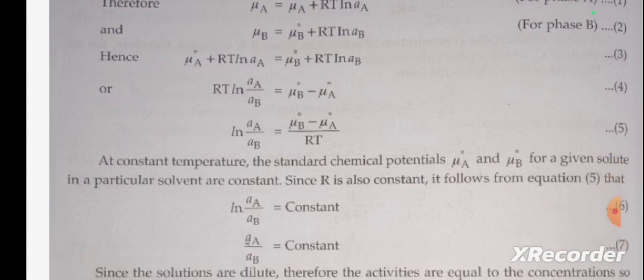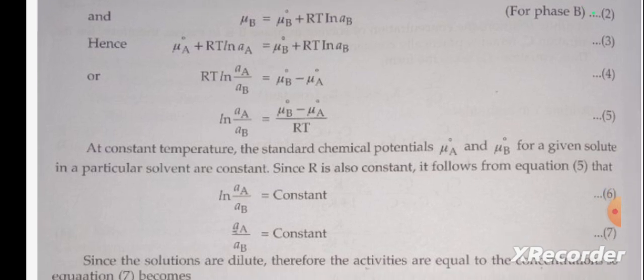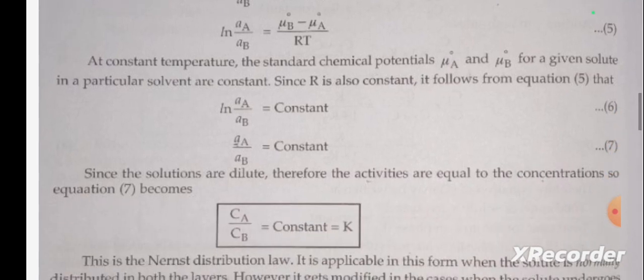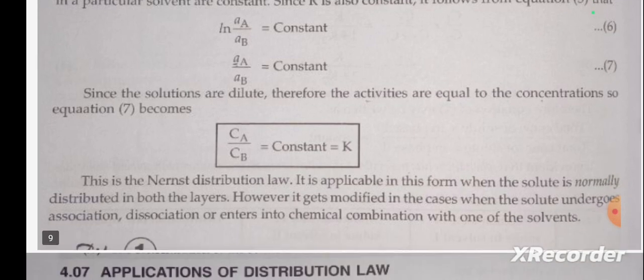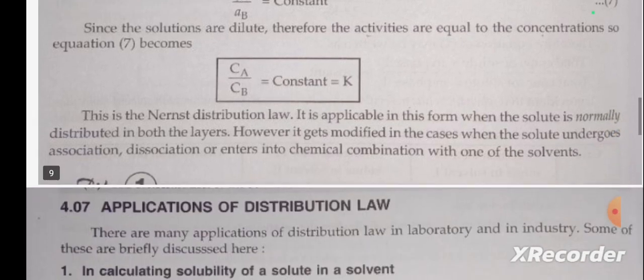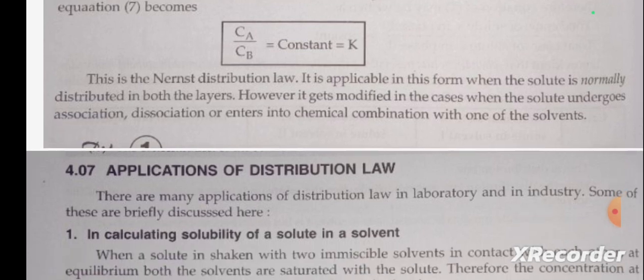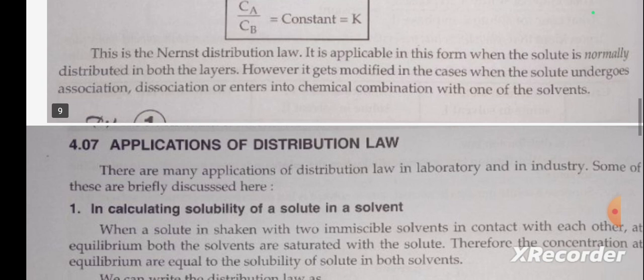At constant temperature, the standard chemical potentials mu naught A and mu naught B for a given solute in a particular solvent are constant. Since R is constant, it follows from equation 5 that ln(aA/aB) is a constant, so aA/aB is a constant. Since the solutions are dilute, the activities are equal to the concentrations. So equation 7 becomes CA/CB = constant. This is the Nernst distribution law. It is applicable in this form when the solute is normally distributed in both the layers. However, it gets modified in the cases when the solute undergoes association, dissociation, or enters into chemical combination with one of the solvents.